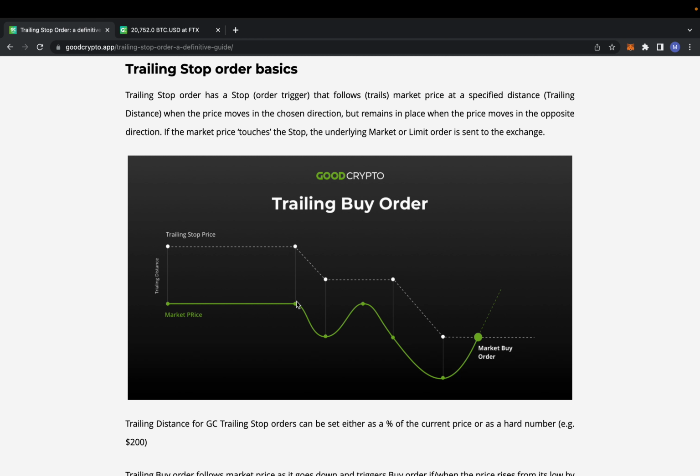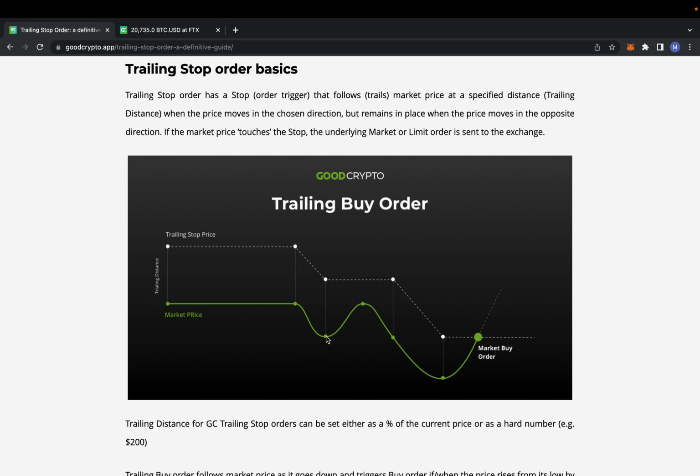Now you see here the market price started to move lower. What happens with the trailing stop order trigger? It moves lower with the market price. So as I said before, the market price goes in your favor. So you are buying, so you want the price to move lower, right? So as long as the price moves in your favor, the trailing stop order would follow the market price, or trail the market price, and stay at the same trailing distance from that order. So you see the distance between the trigger and the market price is the same.